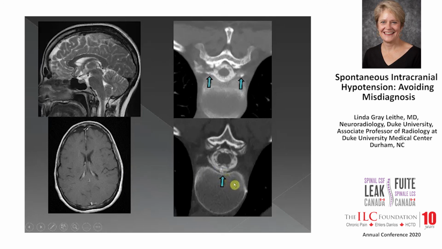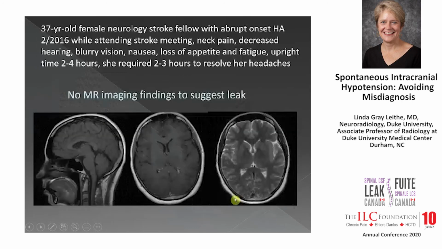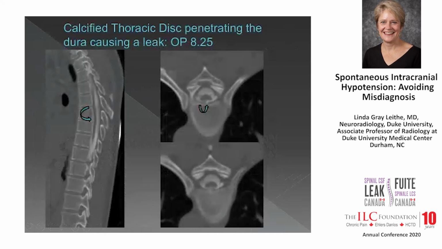This 37-year-old female, who was a neurology stroke fellow, had an abrupt onset of headache while she was attending a stroke meeting. And she had blurry vision, nausea, fatigue. She only had 2 to 4 hours of upright time. And when she laid down, it took 2 to 3 hours for the headaches to resolve. There is nothing here that would suggest a leak, normal imaging findings. But she had, again, a thoracic disc which had penetrated the dura, causing this CSF leak. So again, normal imaging with a CSF leak.